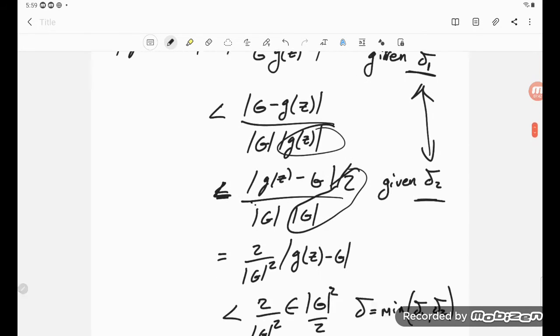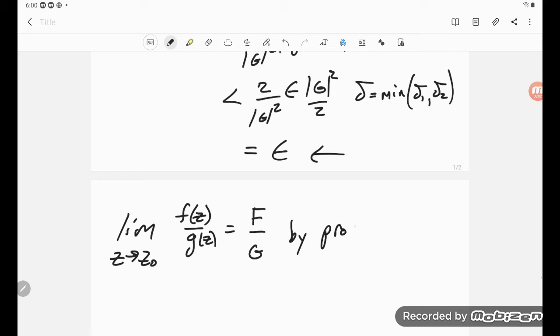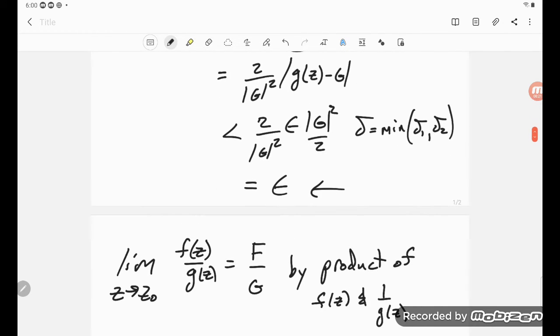And so now I know that the limit as z goes to z0 of f of z over g of z is equal to that f over g by product, okay, of f of z and 1 over g of z. Okay, so there I kind of tricked it into being a product rule.